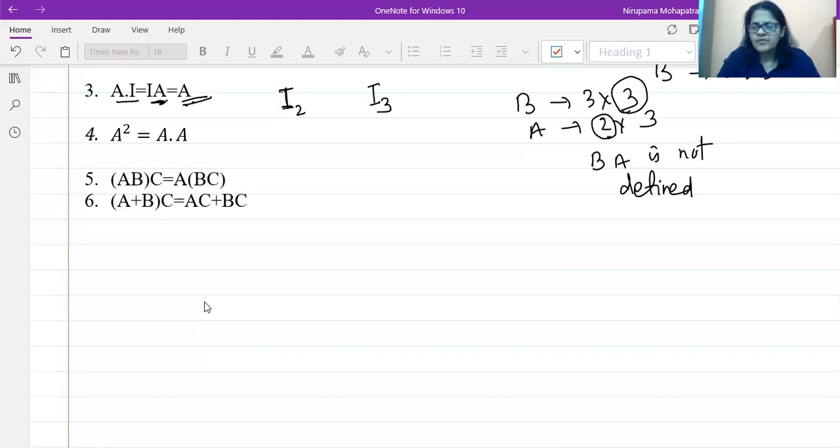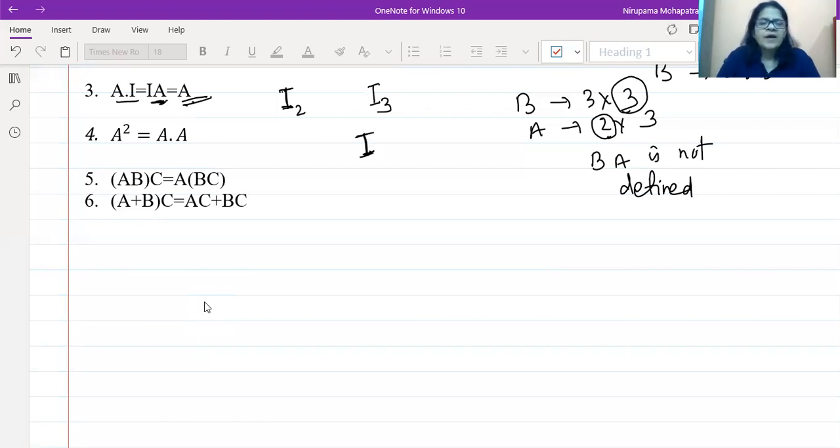So whenever you multiply the identity matrix with any matrix, the matrix doesn't change. That is the reason this unit matrix is also called the identity matrix. So I, the identity matrix, is basically the multiplicative identity for the set of matrices.